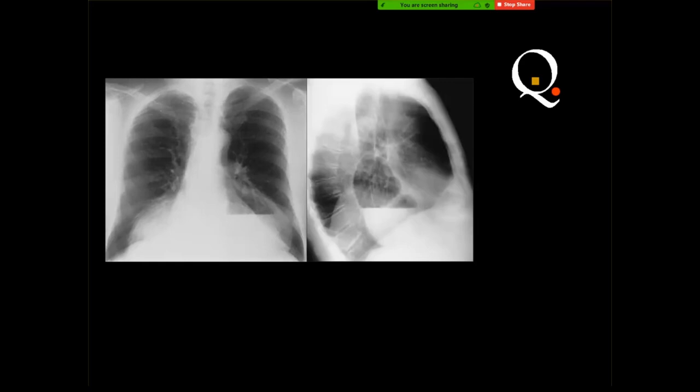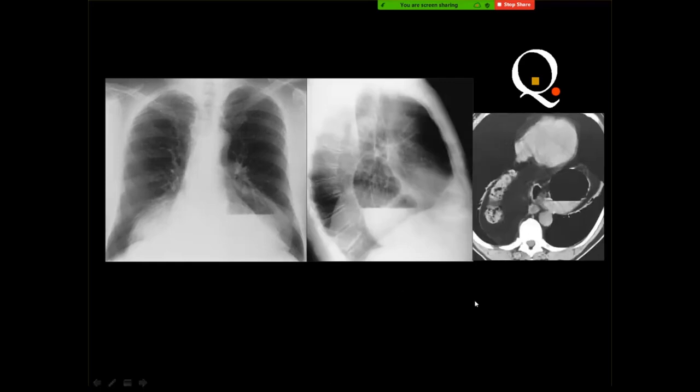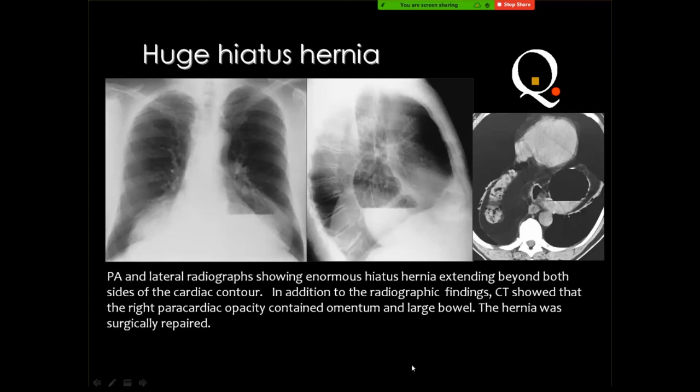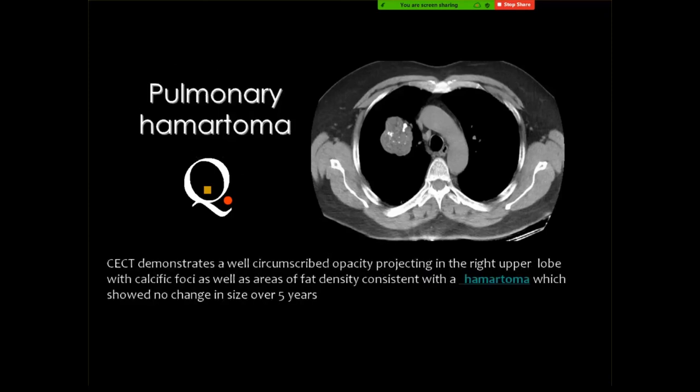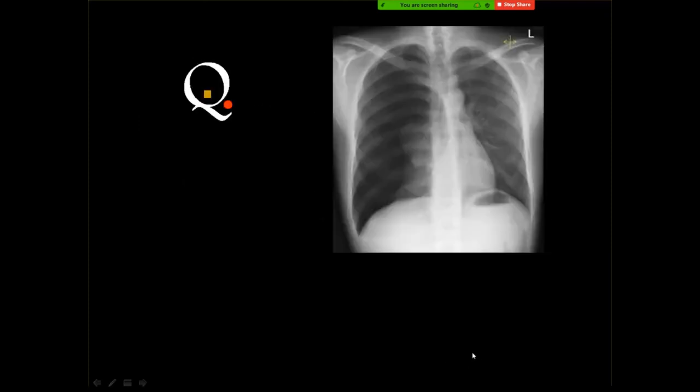Hiatus hernia? Yes, very good. And this is now a simple question. You see that the hernia, in the GI module, we have 4 types of hernia, and this is type 4. And this is a huge hiatus hernia containing colon as well as the stomach. Hamartoma. Yes, very good. This is pulmonary hamartoma, smooth margin with popcorn calcification, and this is diagnostic of hamartoma.